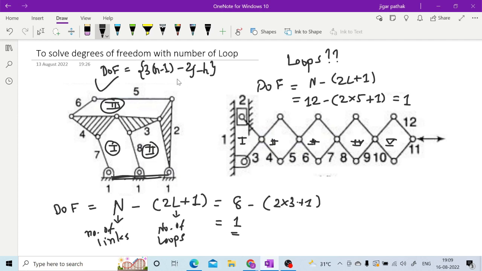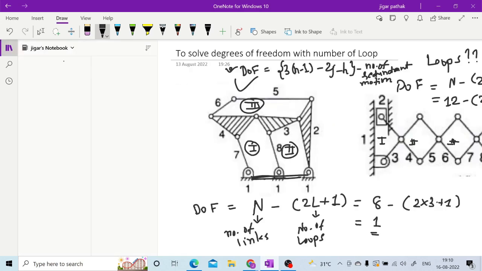So here the degree of freedom is 3n minus 1 minus 2j minus h minus the number of redundant motions the mechanism has, right? This is also the equation which we have seen in the last lecture. So this is how we have calculated degrees of freedom.